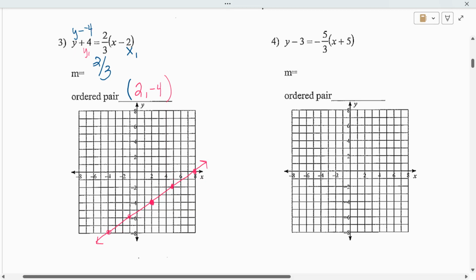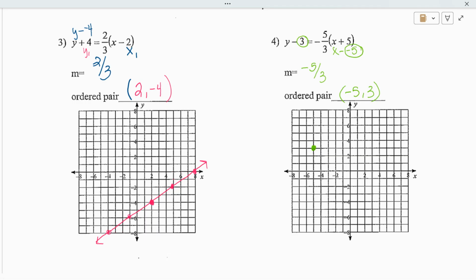When I look at the next one, my slope is negative 5/3. This is the same thing as x minus negative 5. So this is my x coordinate and this is my y coordinate. Negative 5, comma 3. So I'm going to begin at negative 5, 1, 2, 3. Plot that point. And then I have to count my slope. Down 5, 1, 2, 3, 4, 5 over 1, 2, 3.